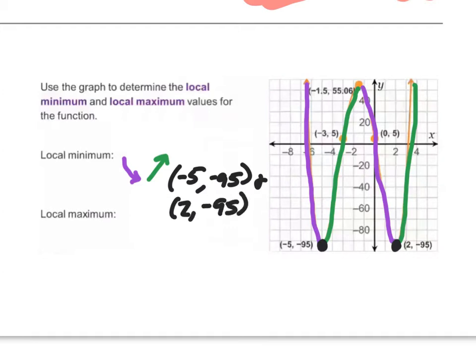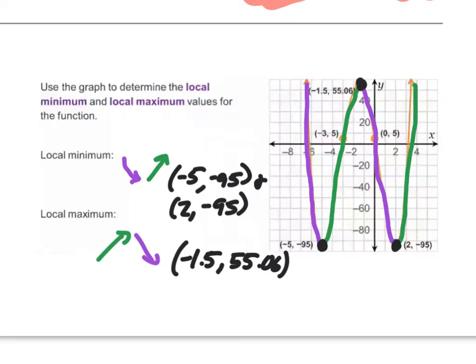And then let's talk about our local maximum. That's where we go from increasing to decreasing, okay? And that occurs right here, where we go from increasing to decreasing, and that occurs at this point right here. And let's write that point down as -1.5, comma, 55.06, okay?